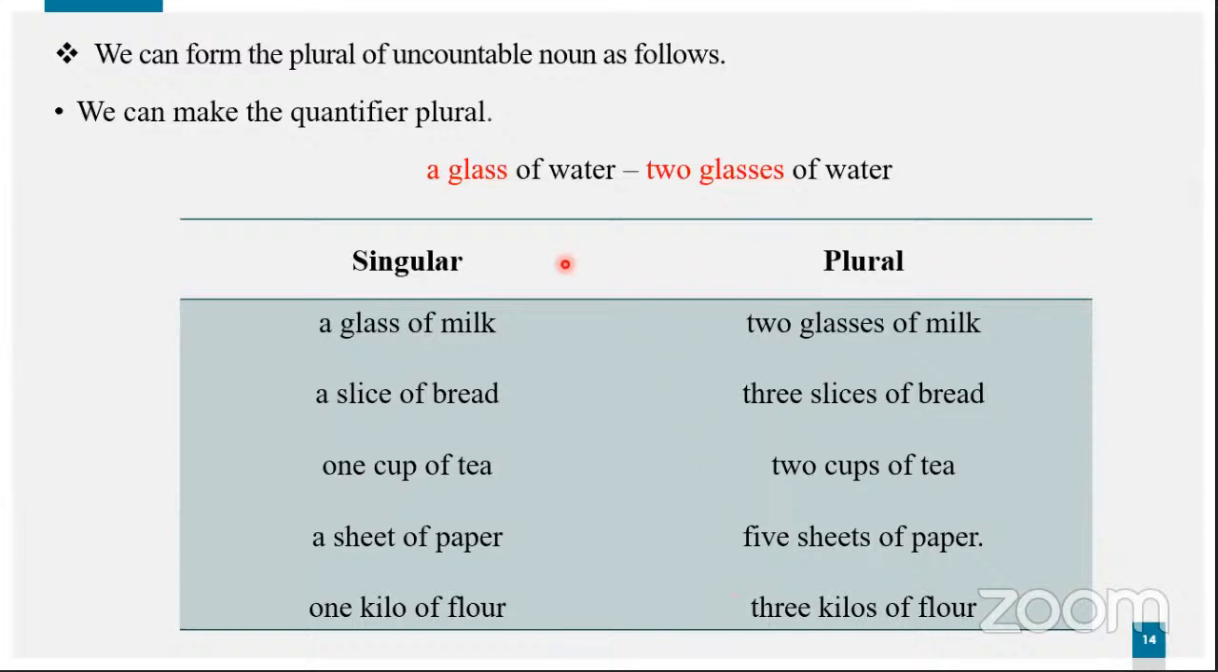We made the quantifiers plural, right? So with that, we can form the plurals of uncountable nouns. Like that, we can make the plurals of uncountable nouns by using quantifiers. We can make an uncountable noun plural this way, right? A glass of milk, two glasses of milk, right? Okay, take a screenshot of this slide also.